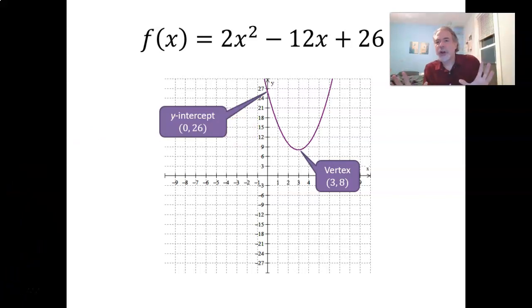Now we still have to talk about going the other way, that is, from a graph to an equation. If I show you the graph of a parabola, how can you come up with an equation or a formula for that parabola? We'll talk about that in the next video.